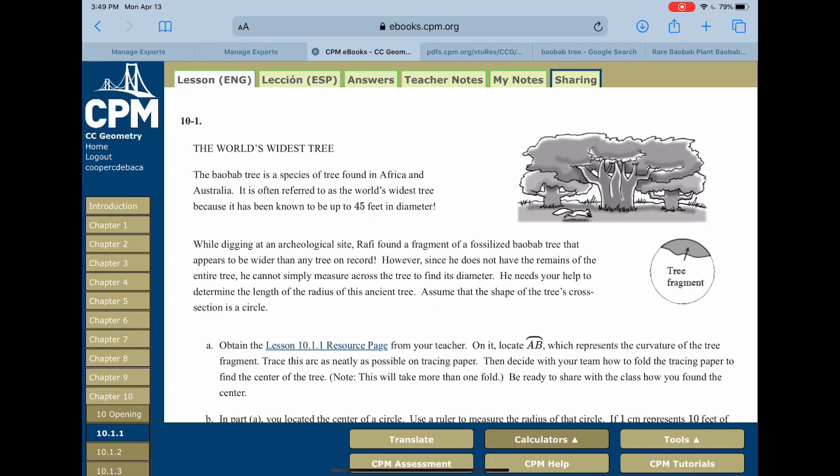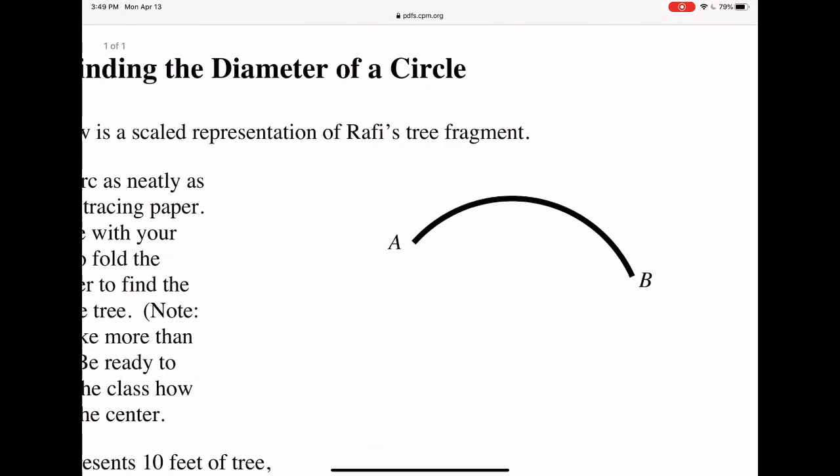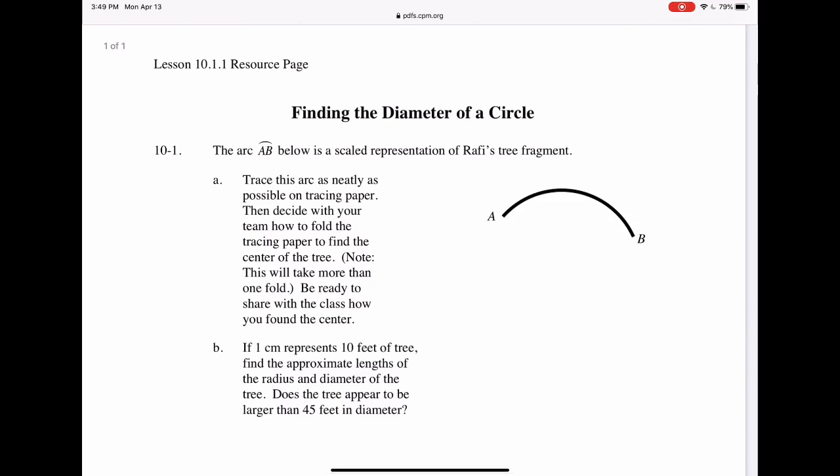Now that you know more about the baobab tree, go ahead and read through problem 10-1 and letter A. Hit pause and then play when you've done so. For letter A, hopefully you're able to print that resource page. If not, you can always just use a compass or one of the DIY life hack compasses that you can find on YouTube to just draw arc AB, and you can do the problem going forward from there.